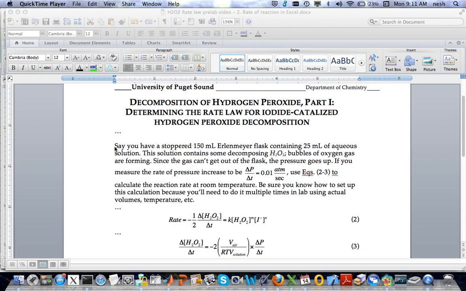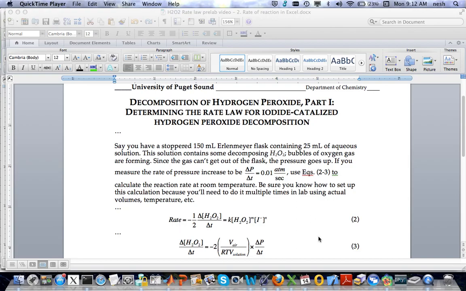So here's the objective. Say you have this stoppered 150 ml flask, and it has 25 mLs of aqueous solution, and some bubbles of oxygen gas are forming. You've got a pressure sensor on it, and you notice that the pressure is increasing at a rate of 0.01 atmospheres per second. And your task is to translate that increase in pressure to a rate of the reaction.